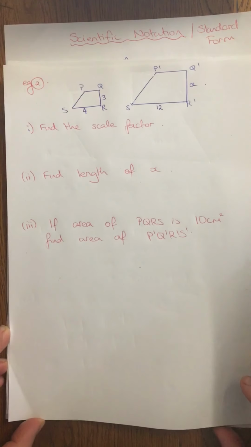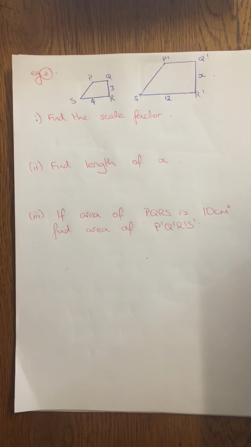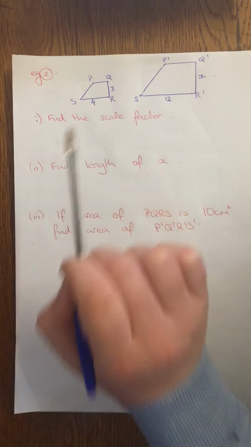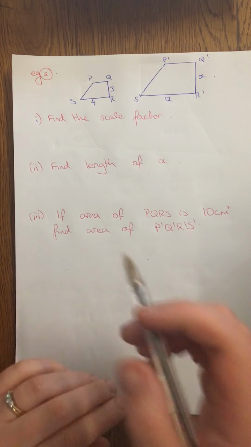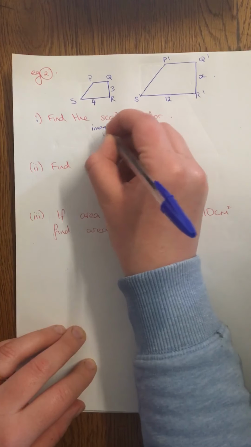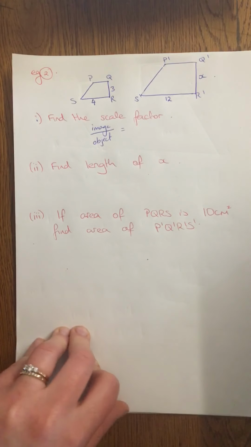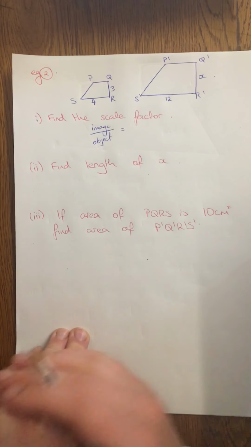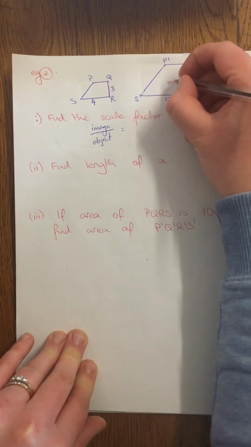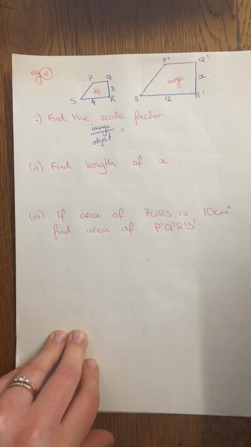Okay, so we have these two shapes here. They're not regular shapes, they're a bit irregular. So the first thing I want to do is find the scale factor. So you remember, my formula for scale factor is image over object. Now, which one of these is the image and which is the object? The image is the new one with the dashes, so I would always label image and this one object. Okay, so it's the image over object.